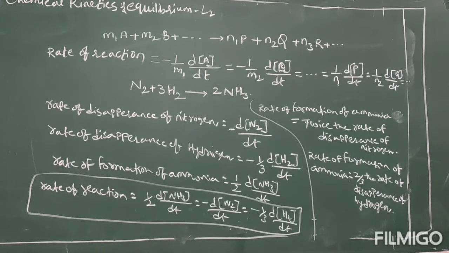See, the rate of disappearance of nitrogen, as it is on the reactant side, is negative. Disappearance of hydrogen, reactant side, negative. Formation, product side. So disappearance will always have minus and formation will have positive. Now what is the relation? Rate of formation of ammonia is equal to twice the rate of disappearance of nitrogen, or another one, rate of formation of ammonia is equal to 2 by 3, two-thirds the rate of disappearance of hydrogen. We can also make it.